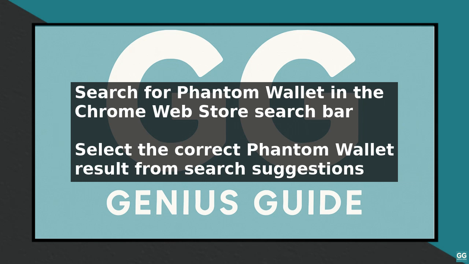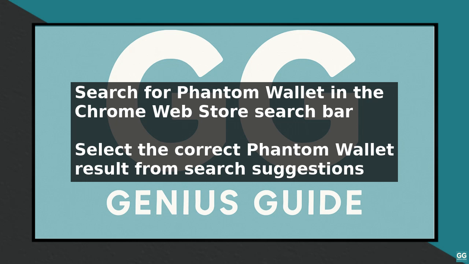On this page, you will see a button that says Add to Chrome. Click on this button to initiate the download and installation process. A pop-up window will appear asking for your confirmation to add the Phantom Wallet extension to your Chrome browser. Click on the Add Extension button to confirm and proceed with the installation.